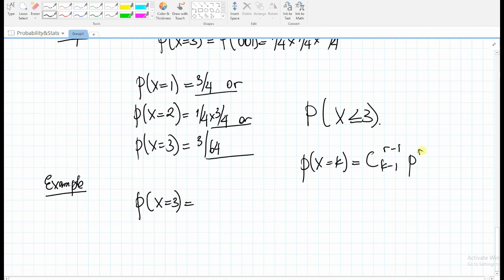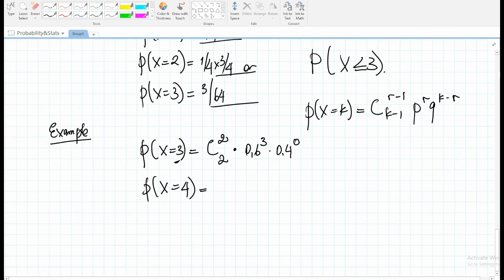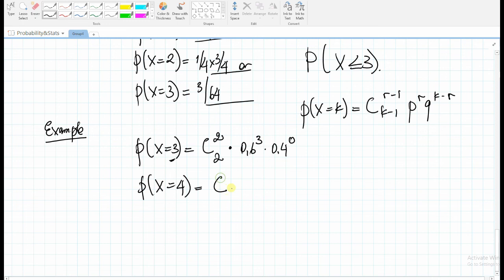The probability of having 3 interviews in order to find the 3 workers is C(k minus 1, r minus 1). What is k? It's 3. And r, how many successful interviews, how many workers? 3. Multiplied by p, which is 0.6, to the power of 3, q, which is 0.4, to the power of 0. Okay? So if I do 4 interviews, is the company's budget enough? Yes. So let's calculate this. This will be C, below 3, and above 2, r minus 1. r is 3, always. So 0.6 to the power of 3, still 3 workers, multiplied by 0.4 to the power of 1.